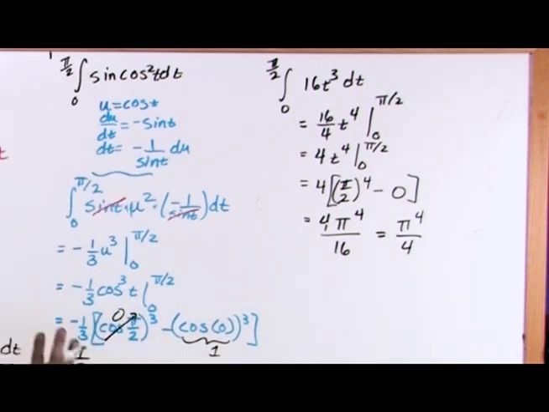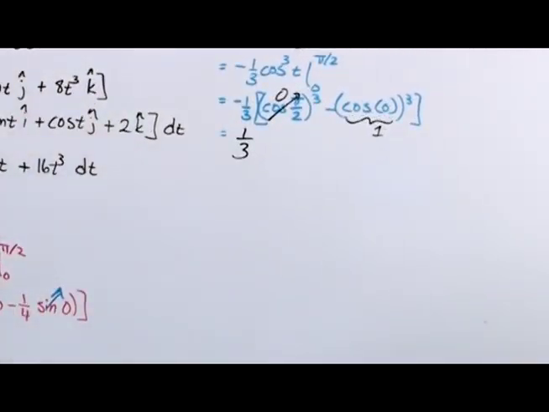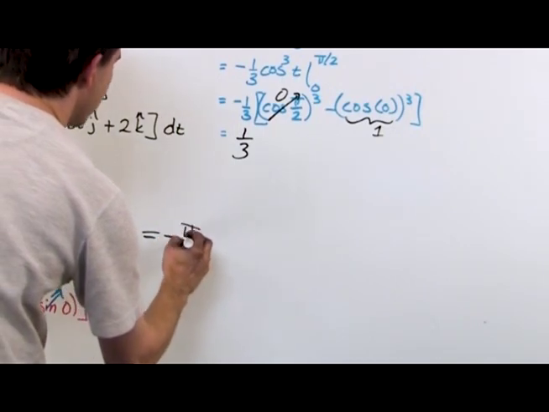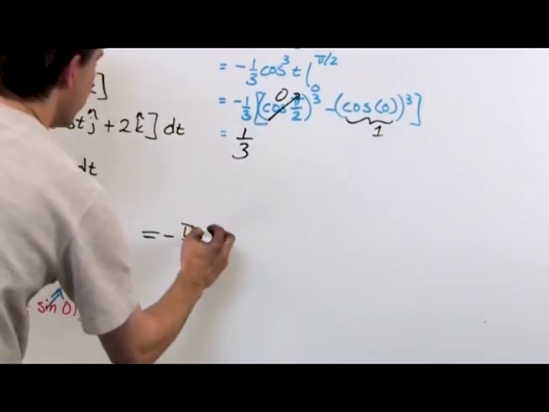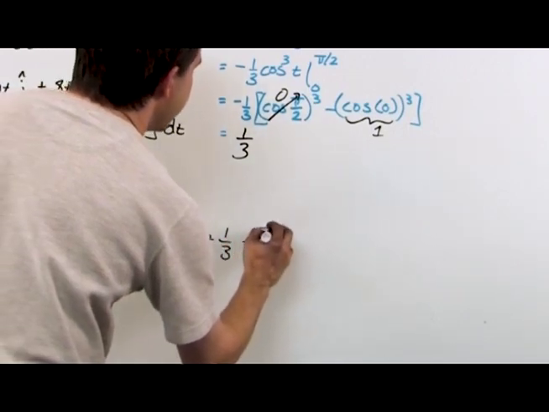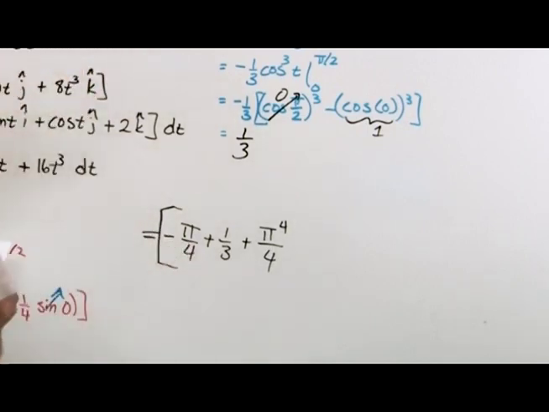So we have 3 answers for the 3 different integrals here, and so adding it all up, what we'll get from this contribution is the negative pi over 4, plus the 1/3 from here, plus the pi to the 4 over 4 coming from there. So it's one of those things where you had to do 3 separate integrals in the end to actually get the answer. So let's review where we came from.